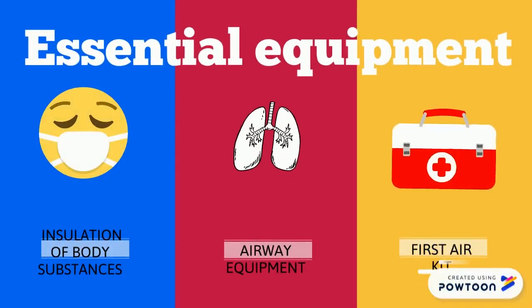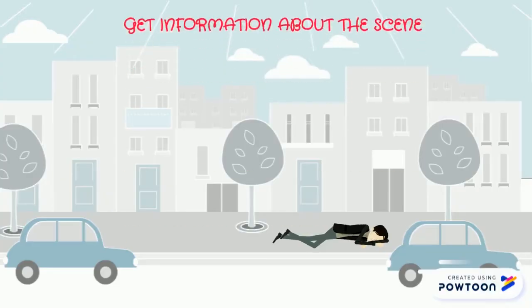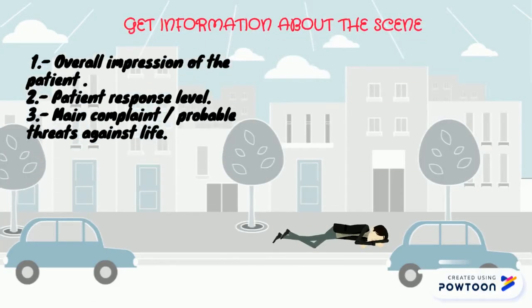Essential equipment: insulation of body substances, airway equipment, first aid kit. Get information about the scene. You will analyze the patient to determine visible problems. Patient response level. You are going to talk to the patient. If he doesn't respond, make a painful stimulus.